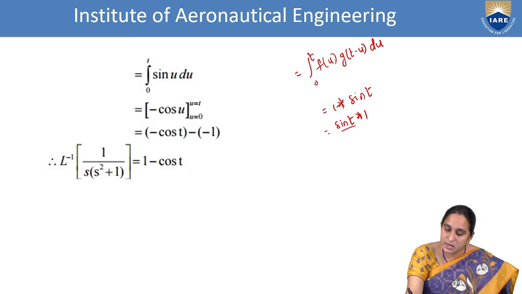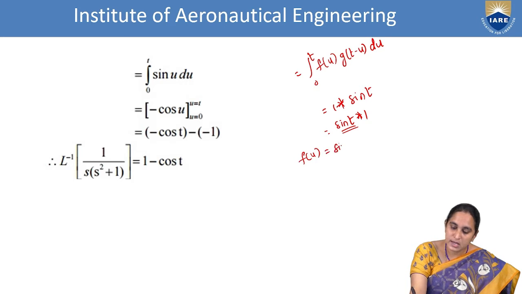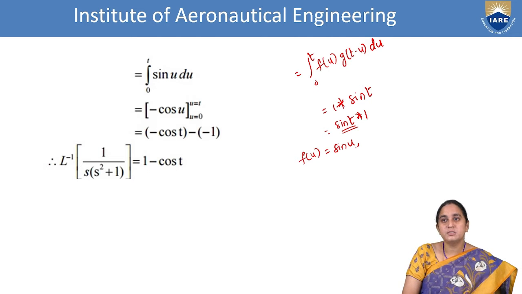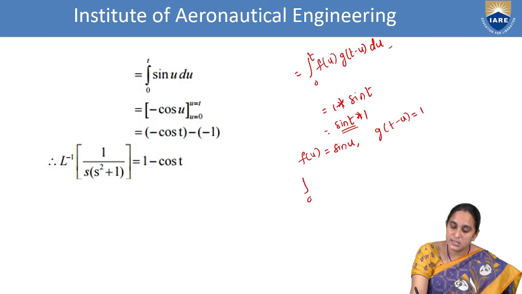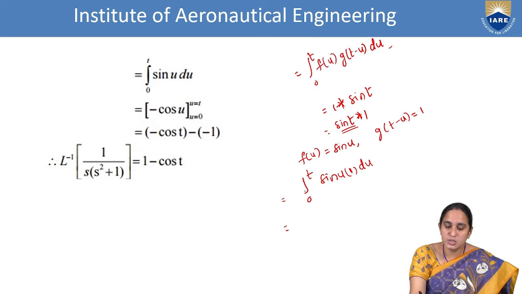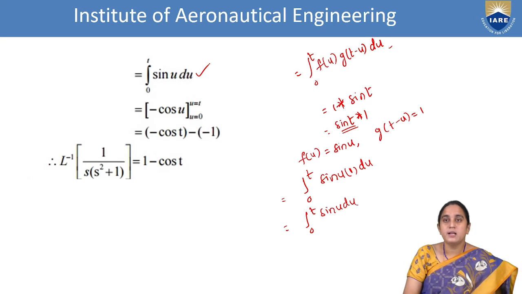Then here from this condition, what is f of u? F of u is equal to here sine u. And what about g of t minus u? That is equal to 1. Here g of t minus u is equal to 1. Then substitute both the values in the above formula, that is integral 0 to t sine u into g of t minus u is equal to 1. That is 1 into du. That is integral 0 to t sine u du. This is this step.